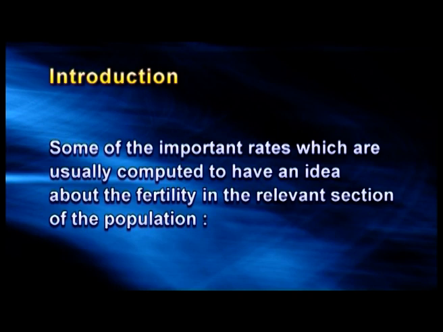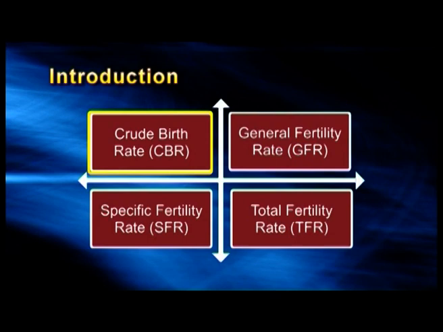As a measure of the rate of growth of population, various fertility rates are computed. In the following section, we shall discuss briefly some of the important rates which are usually computed to have an idea about the fertility in the relevant section of the population: crude birth rate (CBR), general fertility rate (GFR), specific fertility rate (SFR), total fertility rate (TFR).